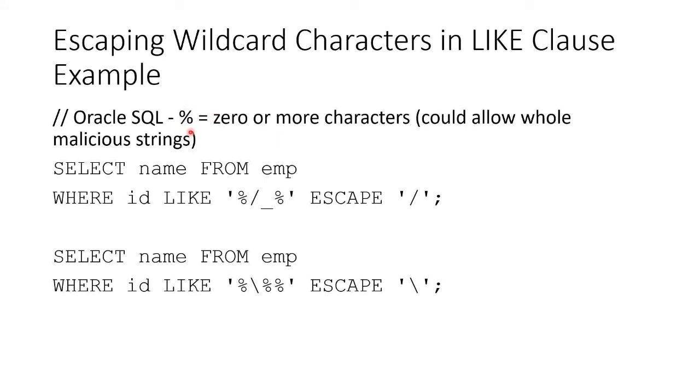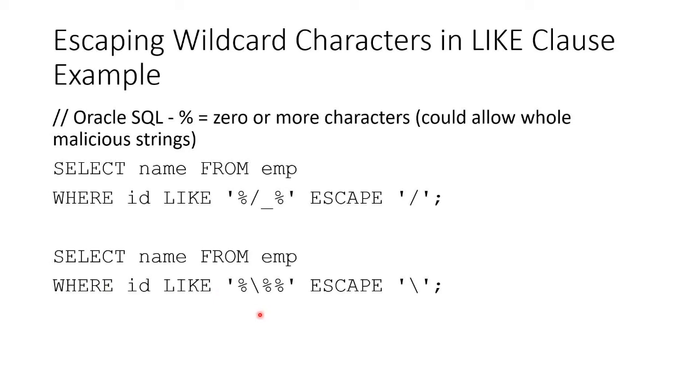Here are some Oracle SQL examples. In this case, the percent sign means 0 to who knows how many characters. We could have whole malicious strings in here. Notice that we're saying select name, in other words, give me the name from a table called emp, where ID like. Now, the like clause means it is close to or similar to something. In Oracle, we use the word escape. So like something, escape, something else. We're basically saying don't treat this as just text. Do not treat this as anything that is going to allow who knows how many characters to come in.